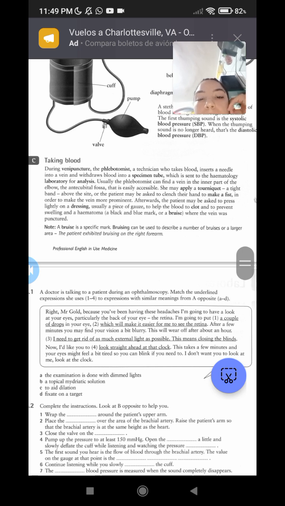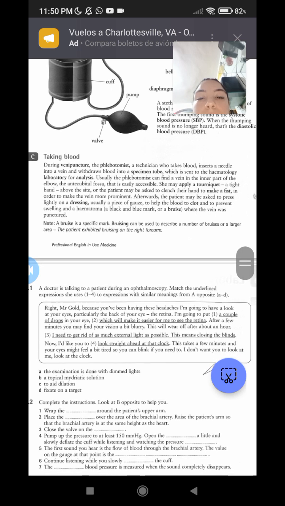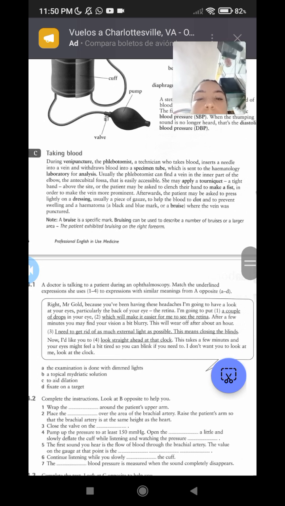The patient may be asked to clench their hand to make a fist to make the veins more prominent. After the needle is withdrawn, the patient may be asked to press lightly on a dressing, usually a piece of gauze, to help the blood to clot and to prevent swelling and a hematoma, a black-blue mark or bruise where the vein was punctured. Note, a bruise is a specific mark. Bruising can be used to describe a number of bruises or larger areas. The patient exhibited bruising of the right foot.